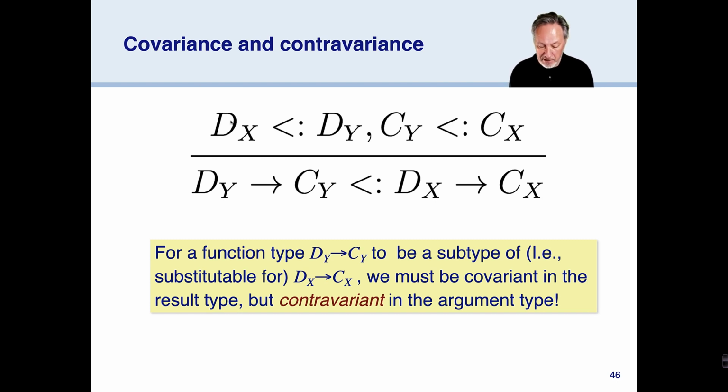So it would say that if dx is a subtype of dy and cy is a subtype of cx, then dy arrow cy, that's the type of our fy, is going to be a subtype of this guy, and it's going to be substitutable. So it's substitutable and it's sound. That looks actually pretty reasonable, although in practice it's not very useful.